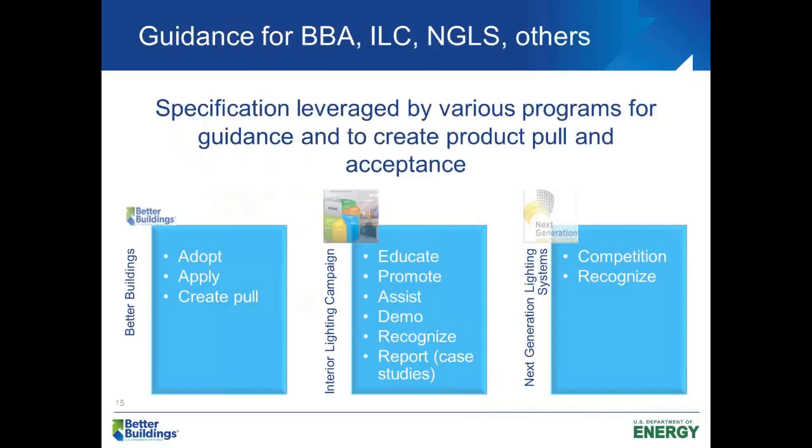This specification will be leveraged by various programs, such as by Better Buildings members, who would adopt it and apply it, creating a pool for retrofit kits that meet the specification; by the Interior Lighting Campaign, which would promote its use, assist with its application, recognize and report on exemplary projects, and evaluate compliant products in demonstration projects; and by Next Generation Lighting Systems, which is considering a competition leveraging aspects of the specification to recognize retrofit kits.